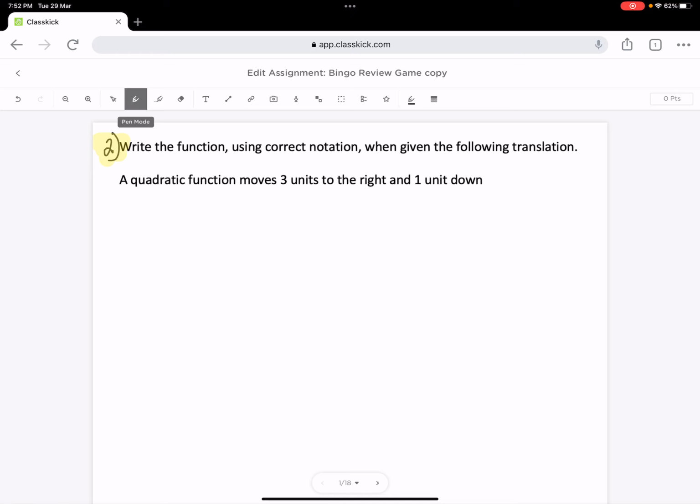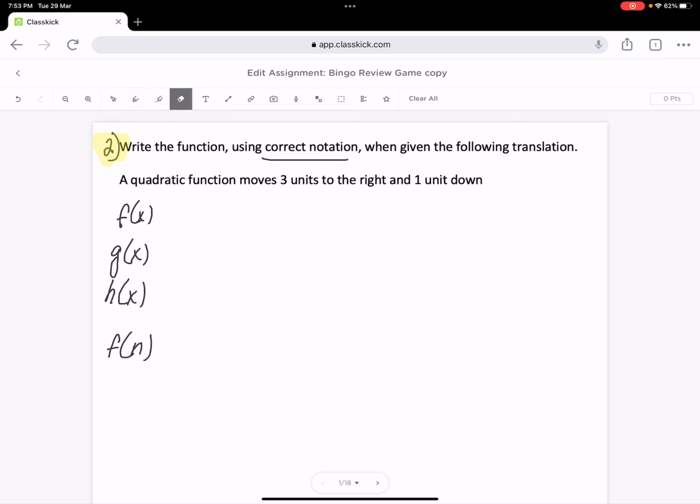All right, so it says write the function using the correct notation when given the following translation. So remember, using the correct notation, what I mean by that is it just needs to be written as a function. So we can write whatever we want as far as the f, g, or h, but it needs to be written like this: f of x, g of x, h of x. You don't actually have to use x if you don't want to either. You could have said f of n. You're creating your own variable, you're creating your own function rule. It's up to you, but it just needs to be in proper notation.